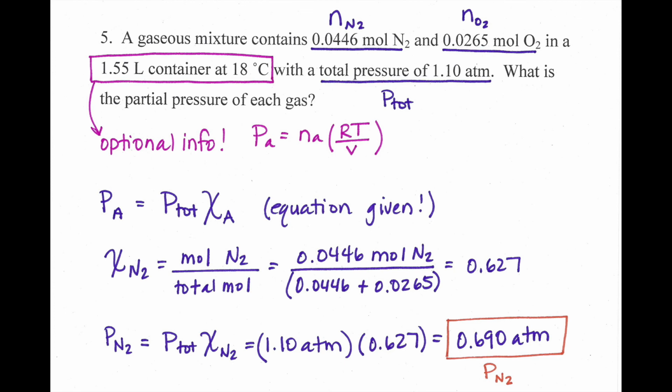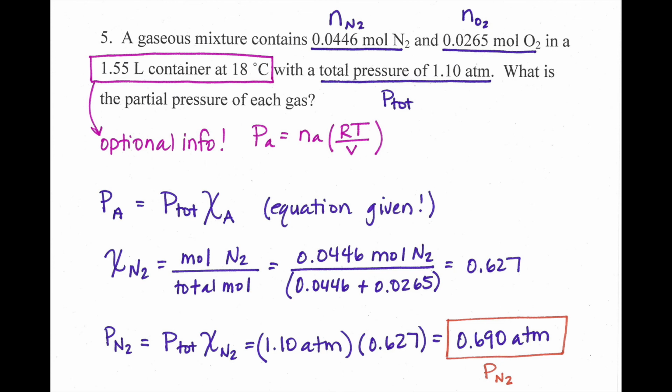So in this problem, I'm going to demonstrate how we would use mole fraction to solve this. For the information that I've highlighted in pink, where we're told that we have a volume of 1.55 liters and a temperature of 18 degrees Celsius, this is truly optional information. You don't have to have this information in order to be able to solve the problem.